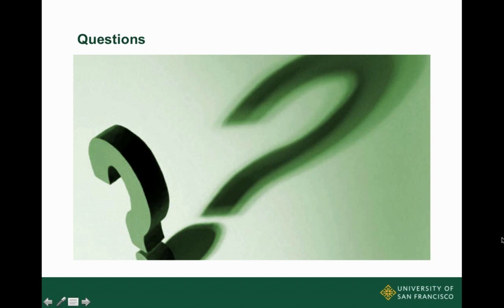We have another question that says, how many weeks is each course? That's a good question. So we're on the semester system here at USF, which means that we have a spring semester, which starts in January, a summer semester, and a fall semester. And the spring and fall semesters are 16 weeks. The summer semester is 12 weeks. I think they're all set up in 2-week modules. So we have 8 modules for a 16-week course.